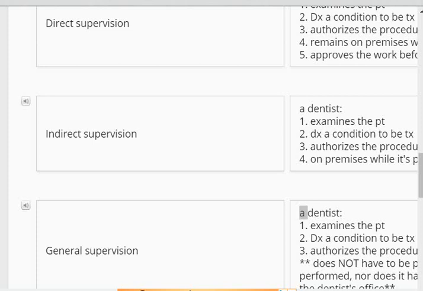Scope and area of practice of DH: removing calculus, accretions, stains from exposed surfaces of teeth and gingival sulcus. Root planing and curettage. X-Rays. Apply topical preventive/prophy agents.